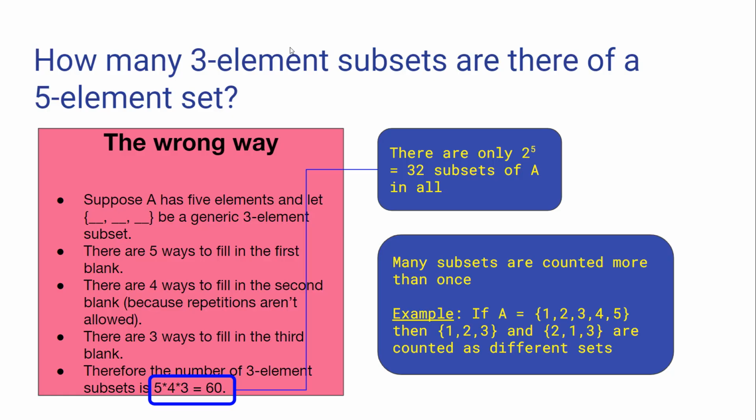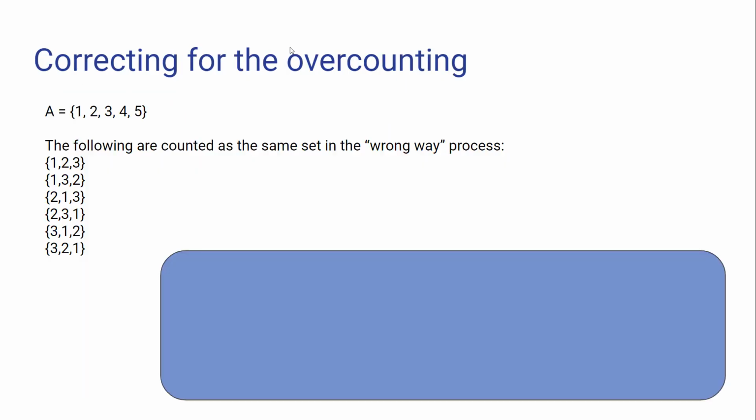Now obviously those are the same set because the ordering of elements doesn't matter, but my counting process counts them as different outcomes. So when I counted 60 subsets, that number 60 included a lot of duplicates that are only superficially different but are actually the same. There are 6 versions of that one subset 1, 2, 3 that are counted separately. In fact, in the wrong way method, every possible rearrangement of a 3-element set is counted separately. So let's solve a different counting problem. How many possible rearrangements of a 3-element set are there?